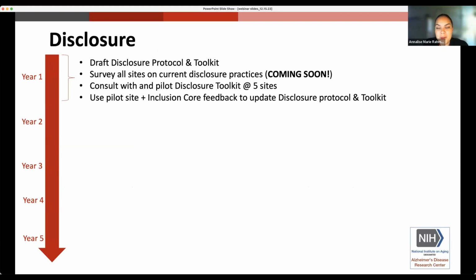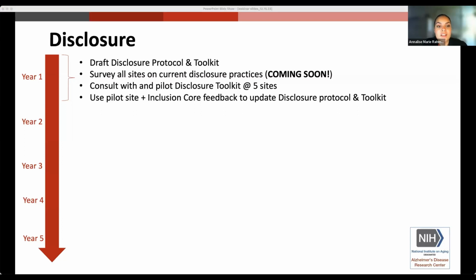The first big goal, and one that I hope you'll attend to, is that we'll be surveying all sites on your current disclosure practices. We feel that in order to produce a useful toolkit, we need to know what sites are already doing, what you're hoping to gain through disclosure, what tools might be needed, but also what you're doing that works well at your sites.